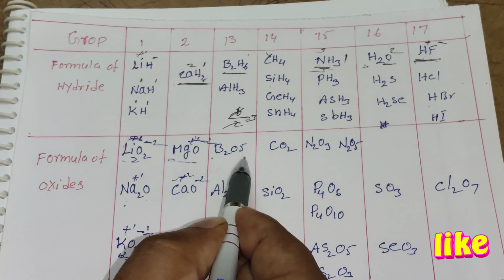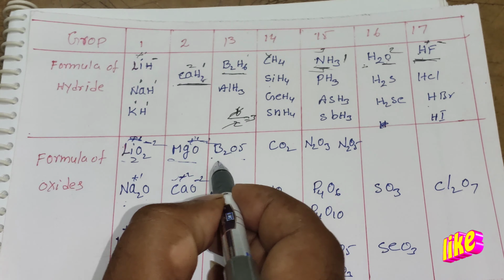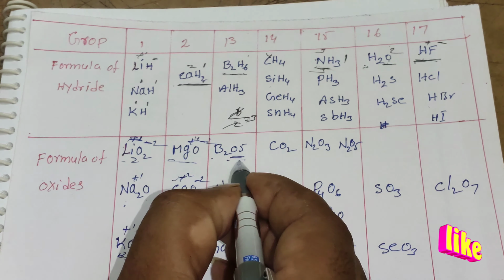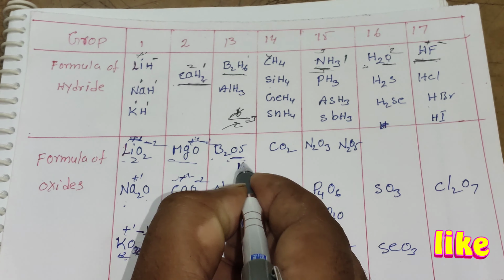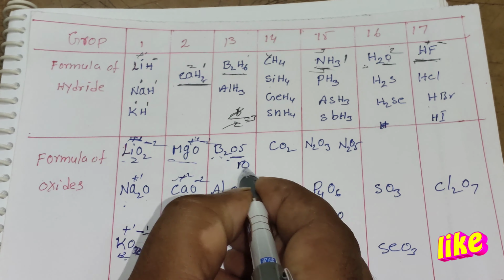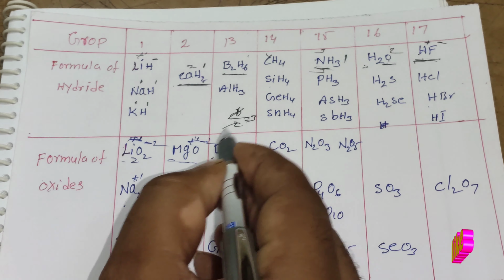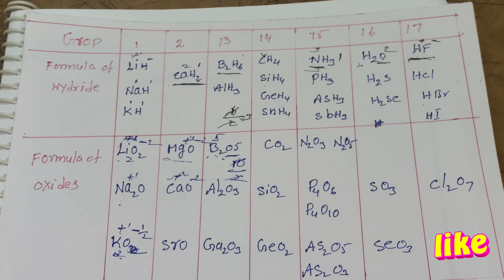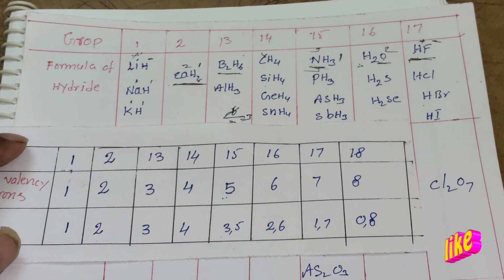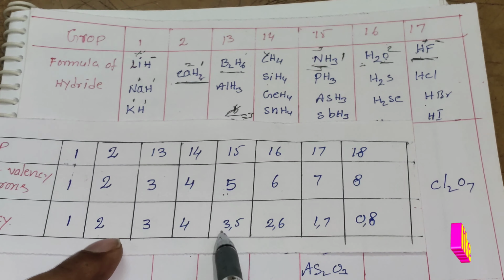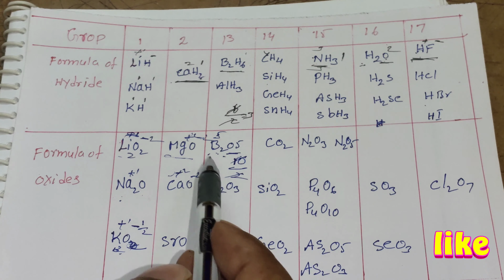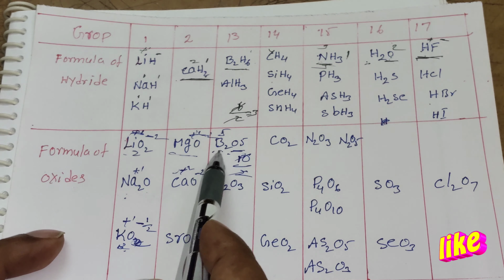In B2O5, they have a total of 5 oxygens. So the total valency of oxygens is 10. How many borons are there here? They have 2 borons. So here the boron valence is 5. Already I explained previously, the 13th group element will show valence either 3 or 5. That's why in boron pentoxide, the valency of boron is 5.